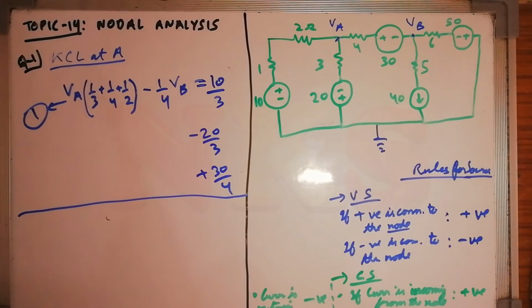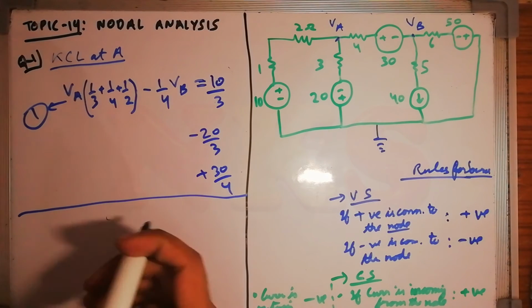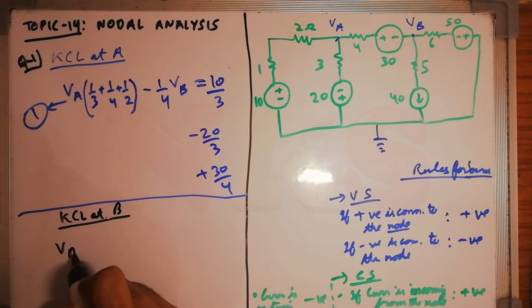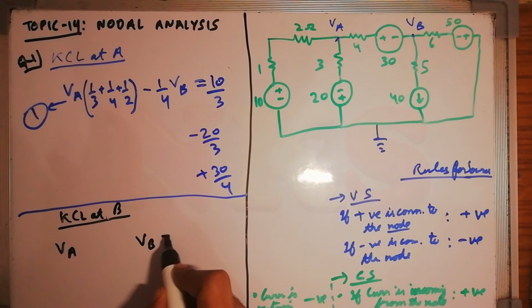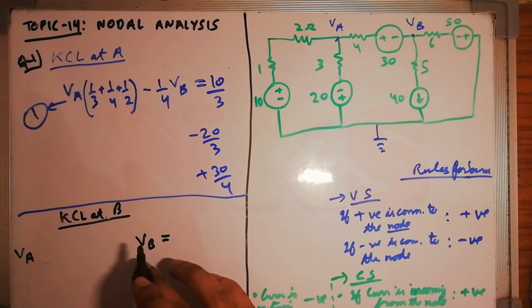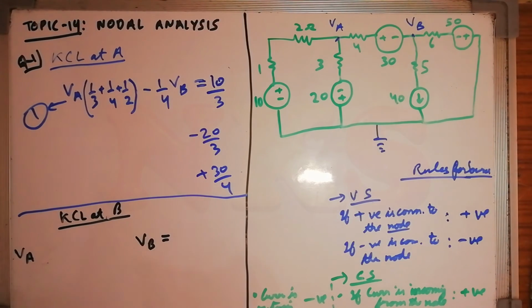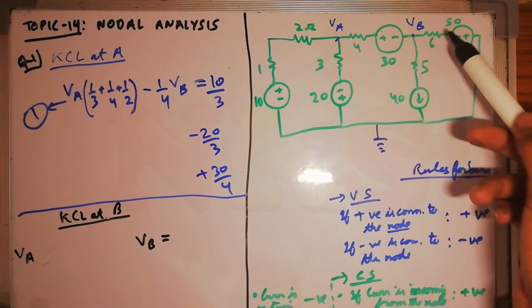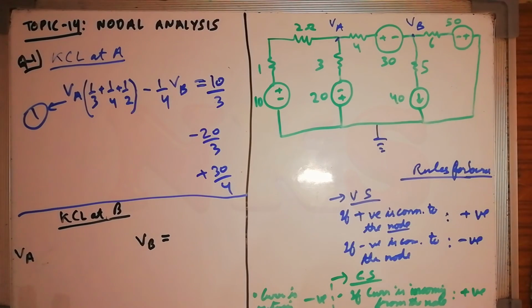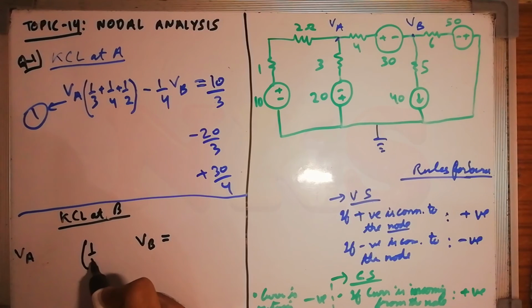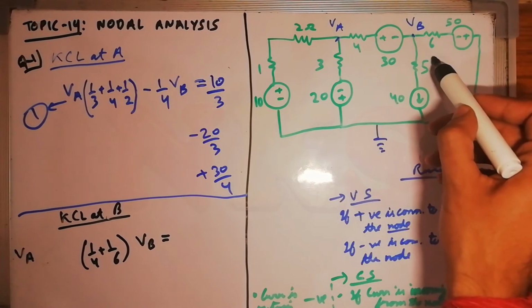Okay. Now we will write our KCL at B. So KCL at B, same VA, VB equal to, or I should write it VA here, so it will be better clear to us. Okay, equal to, so now see VB. To VB, what are the elements connected? 4, 5 and 6. Okay, so what we will do? I will write here 1 by 4 plus 1 by 6. See, I have not written this 5.